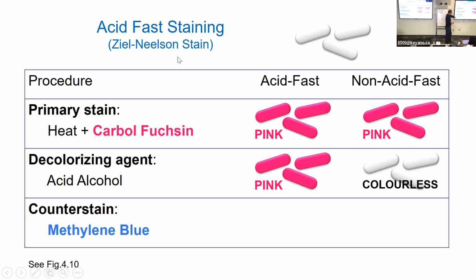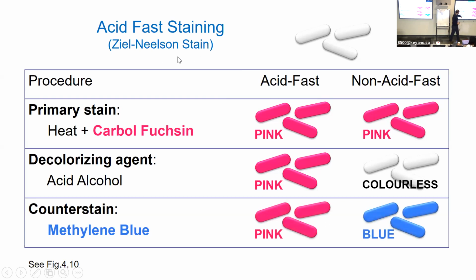Then you add a counterstain, right? The counterstain, remember, just covers everything else. The fuchsia is a very intense color, and the counterstain, the methylene blue, is kind of a light color. It just colors everything else. But the fuchsia is such a bold color, it stands out, and you don't see the blue on the fuchsia cells. So that's how the procedure works.